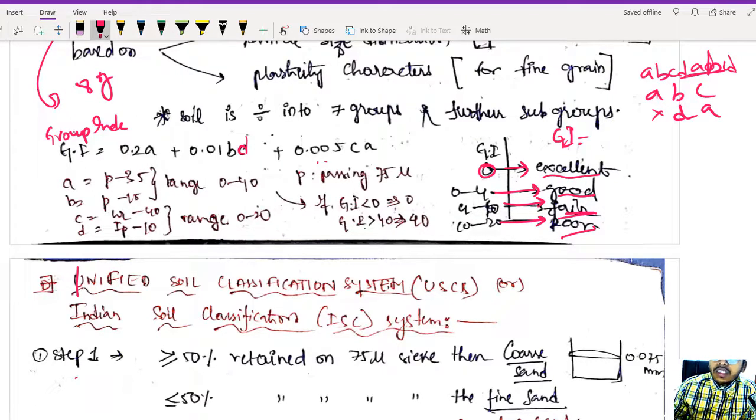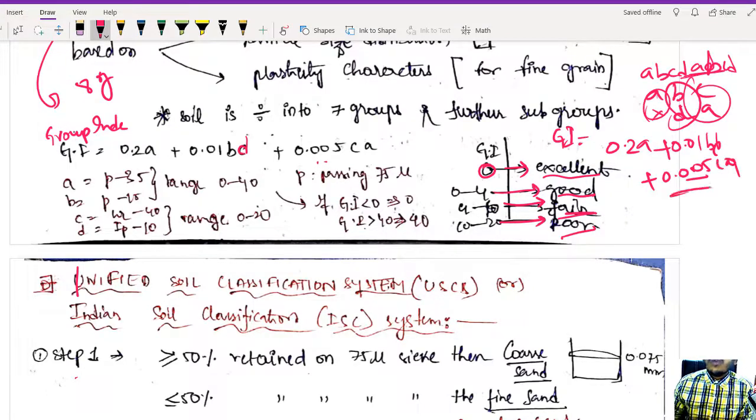The first has only one, so we are writing only one decimal after this point, so 0.2a. See second term, so two decimals after the point, so 0.01 bd, and here this is the third term, right? So three decimals after point, 0.005 ca. So that's how you have to remember this AASHTO group index formula.